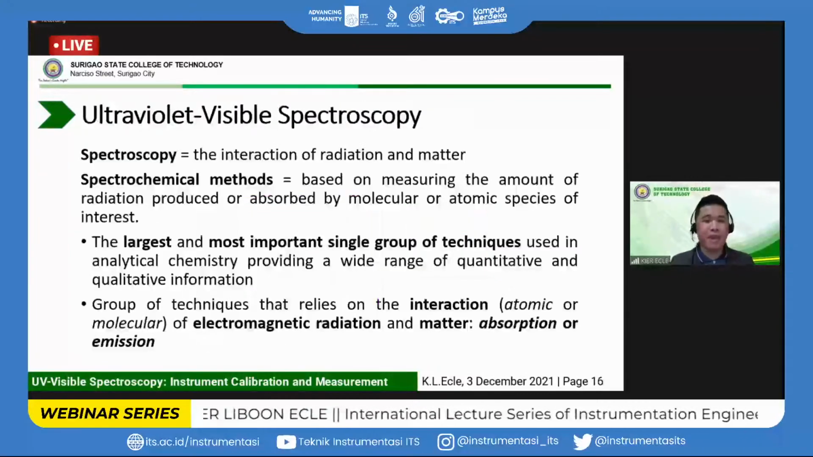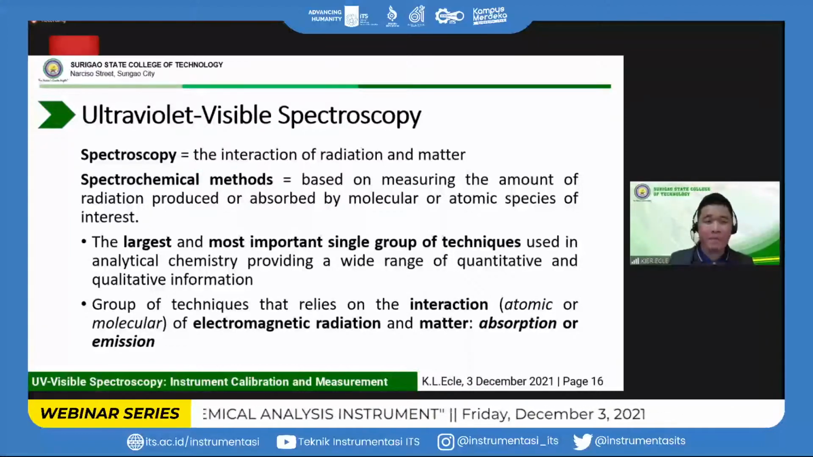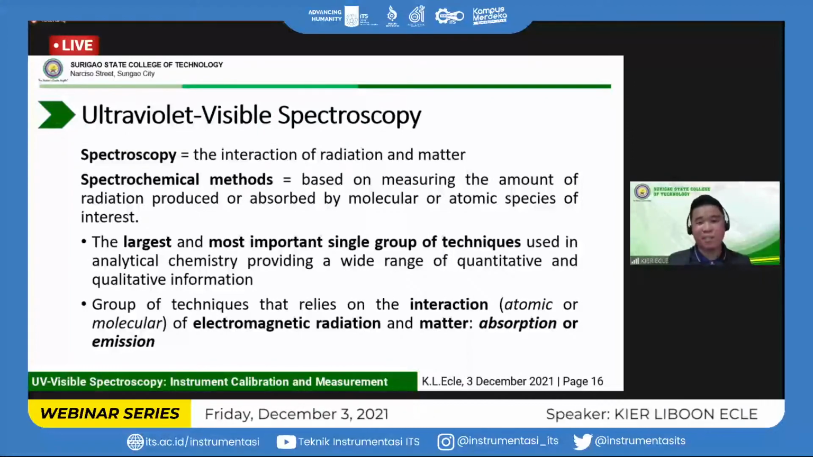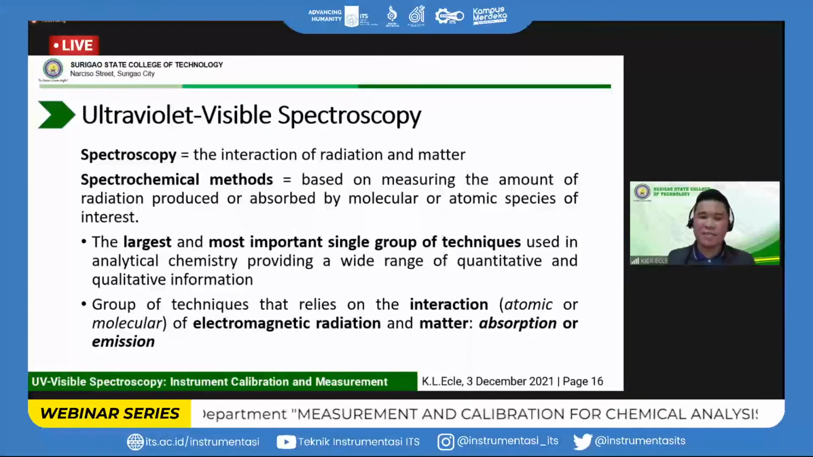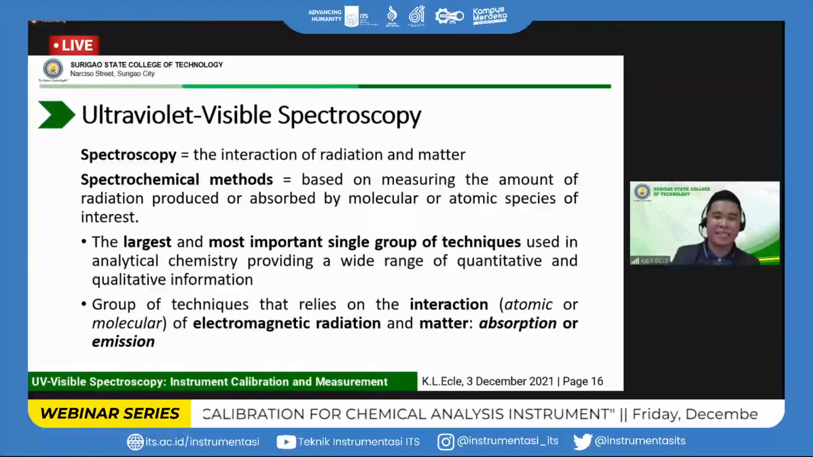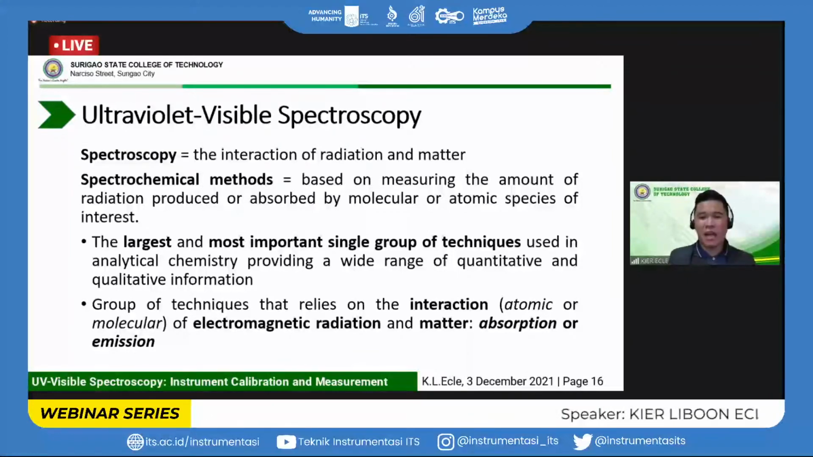Okay, so let's now have the ultraviolet-visible spectroscopy. As I have told you, we are going to focus only on one spectroscopic method, which is UV-Vis spectroscopy. Here we first have the introductory information on UV-Vis. Spectroscopy, as I have been telling you, is the interaction between light and matter, or radiation and matter, or the interaction of the light that is subjected to the sample.